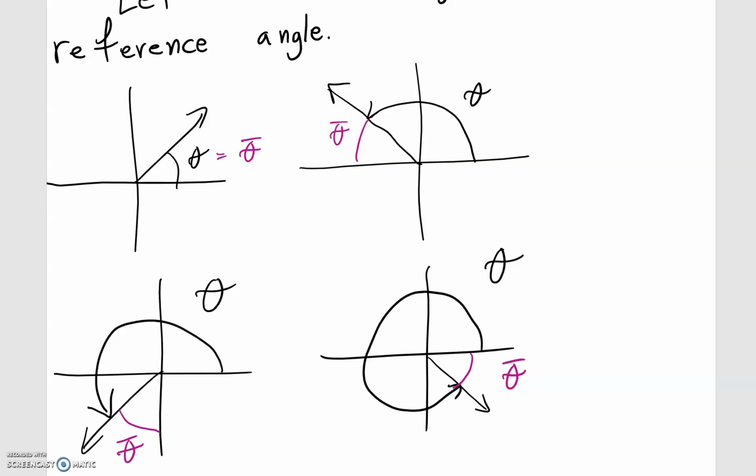No matter what angle you are given, you should be able to draw it and determine what the reference angle will be.